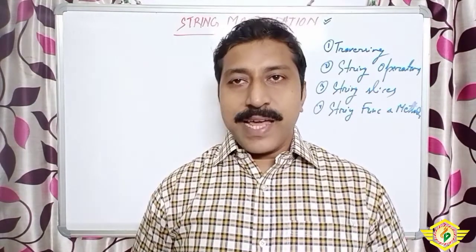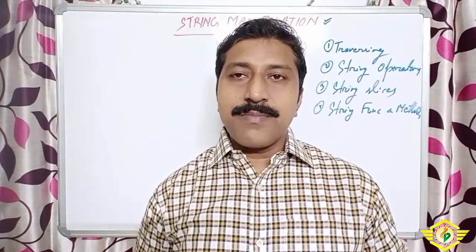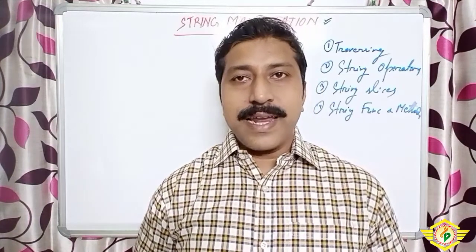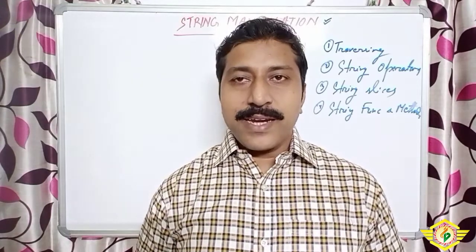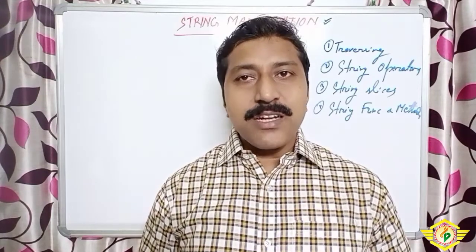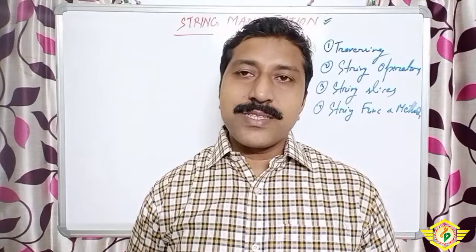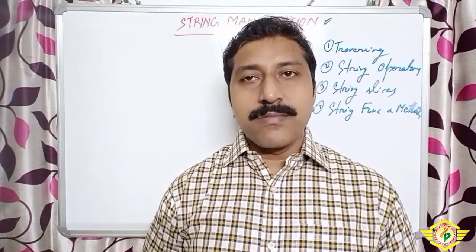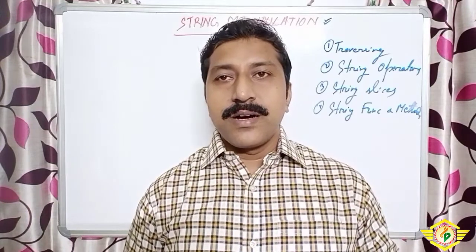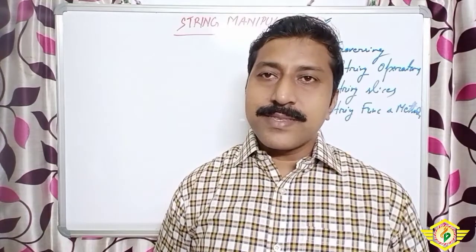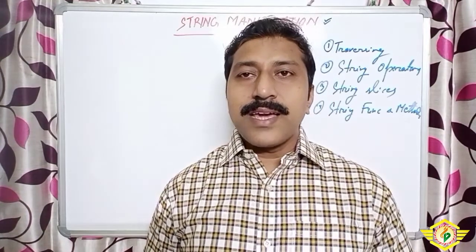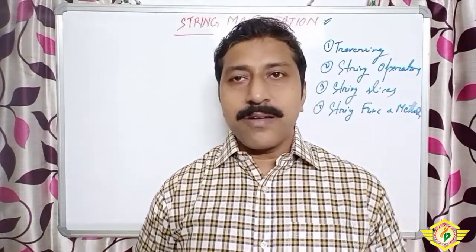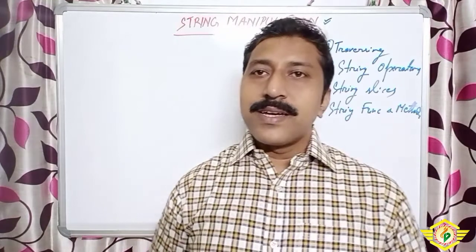A group of characters. Characters may be digits, alphabets, or any special characters. A group of characters written within double quotes is known as a string. It may contain numbers, alphabets, special symbols, whatever, and it can be written within double quotes, single quotes, or triple quotes. So it is known as a string.